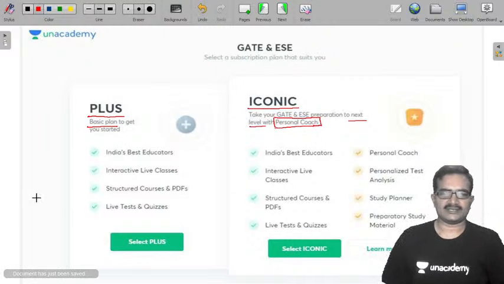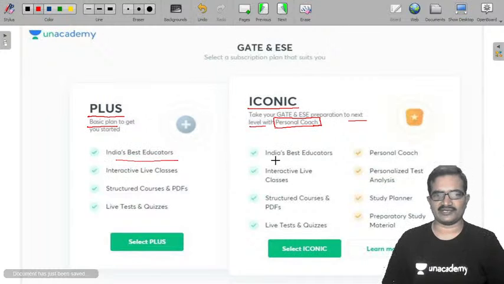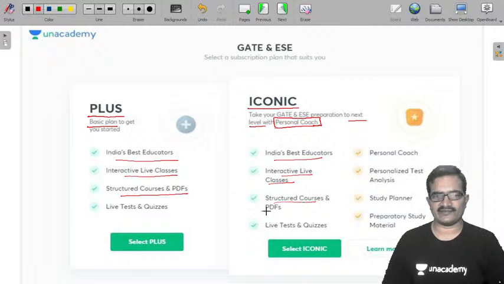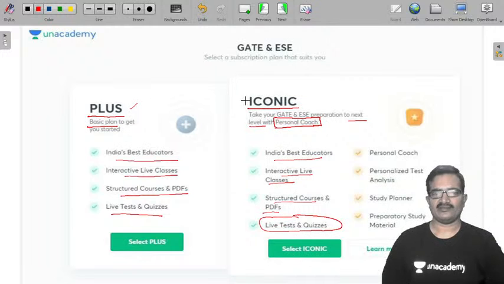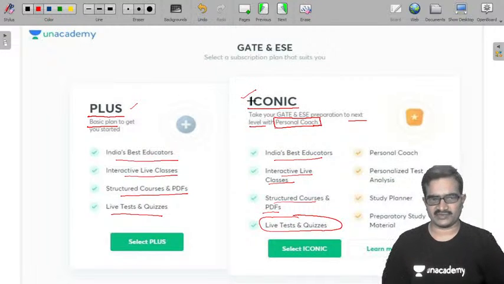Okay, so India's best educators are going to handle the classes here. There are interactive live sessions, structured courses and PDFs they will provide, and live tests and quizzes. This is the most important thing here. In this fourth aspect, we will show the difference between the Plus subscriber and the Iconic subscriber.